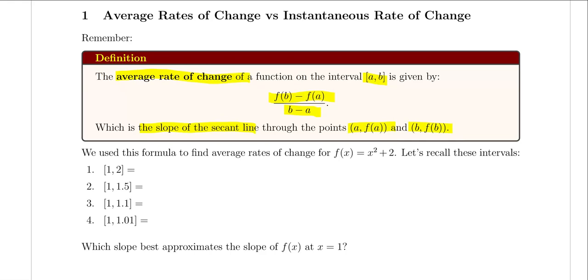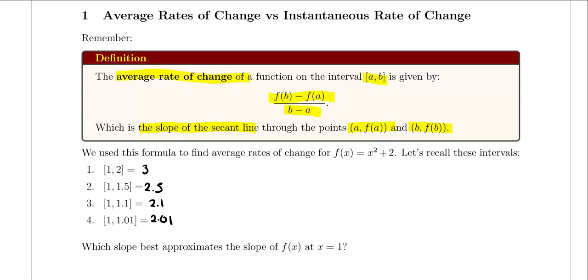In section 2.1, we used this formula to find the average rate of change for the function f(x) equals x squared plus 2 on a bunch of different intervals. So let's recall these intervals. The average rate of change between 1 and 2 was 3. Between 1 and 1.5 it was 2.5. Between 1 and 1.1 it was 2.1. And between 1 and 1.01 it was 2.01.